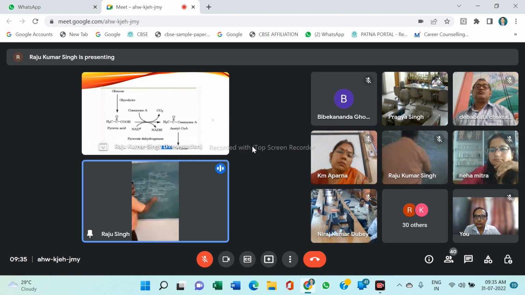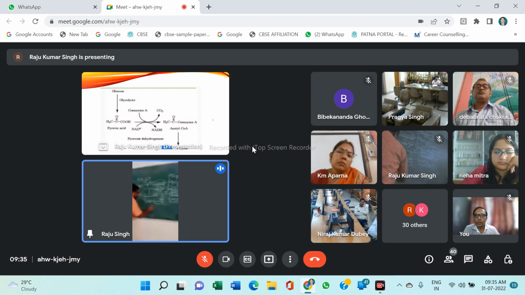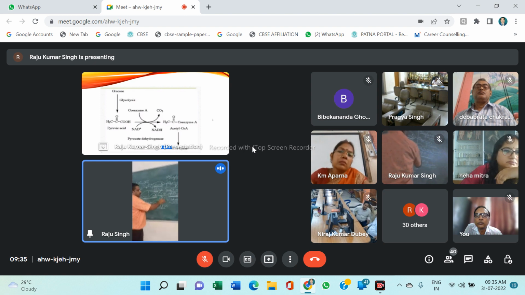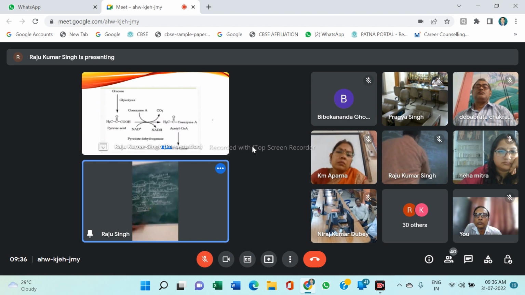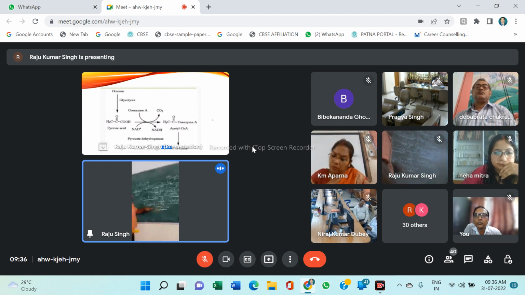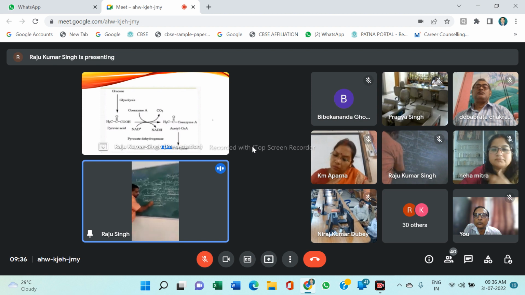And there will also be formation of 2 acetyl CoA. So by the end of the link reaction, we have 2 NADH and 2 acetyl CoA. That is the product of the link reaction, with the liberation of CO2, by the process of oxidative decarboxylation. So this is the product that has been formed by means of the link reaction.